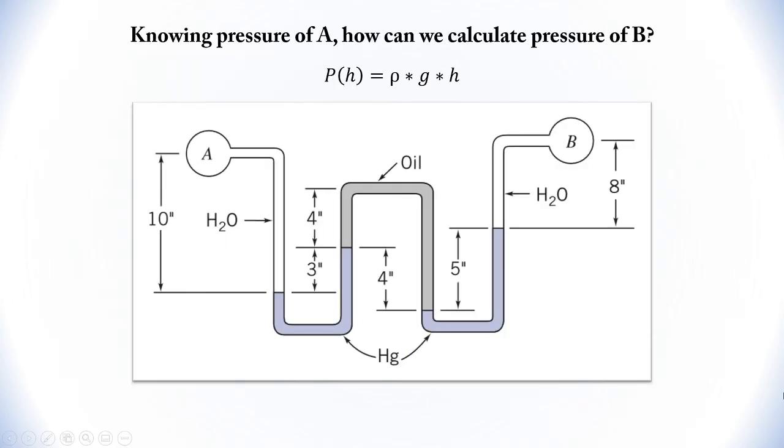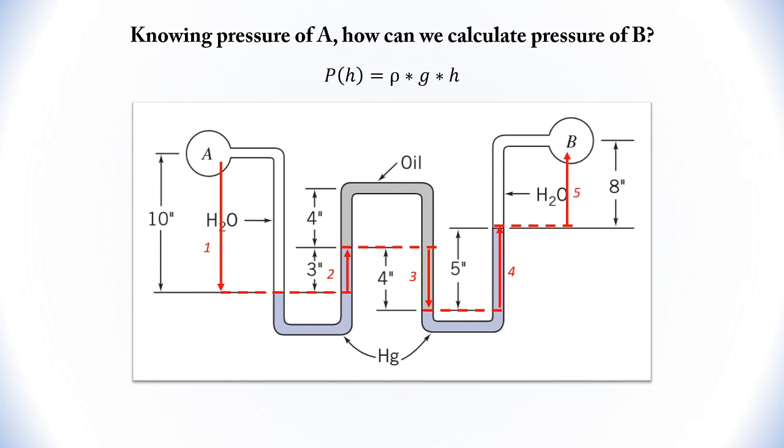For instance, you might see this complicated manometer setup, and you might be asked to measure the pressure difference between A and B. So the question would be, knowing pressure of A, how can we calculate the pressure of B? First, what we want to do is determine the locations of the boundaries between the fluids. So in this case, we have a boundary between water and mercury, mercury and oil, oil and mercury, and water.